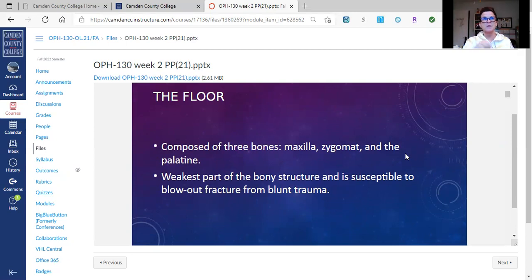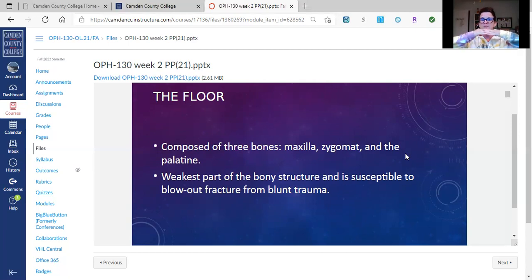Okay, so let me back up. When we talk about the globe, we're talking about the eyeball itself. So whenever you hear the word globe, we're talking about the actual eyeball. So the bony orbit contains the globe, all the extraocular muscles, all the fatty tissue, all the connective tissue, blood vessels. So there's not a whole lot of room in there. So what happens is when someone experiences a blunt trauma, that force, everything inside that bony orbit there causes a force, and the most susceptible place is the floor.